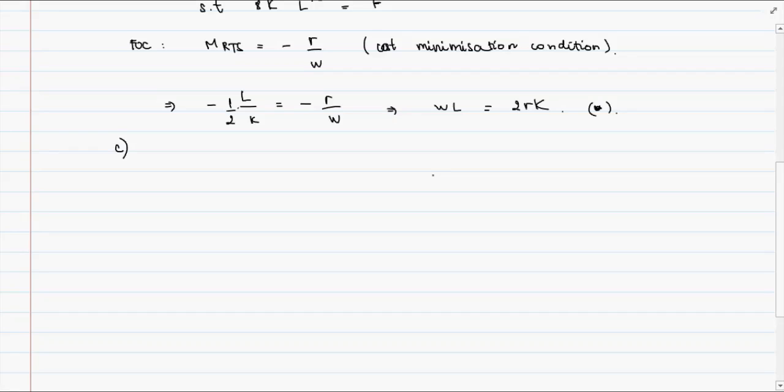Okay, so part C asking you to substitute for K in the production function. Obtain the cost minimizing factor input combination and the total cost of production when R equal to 4W.